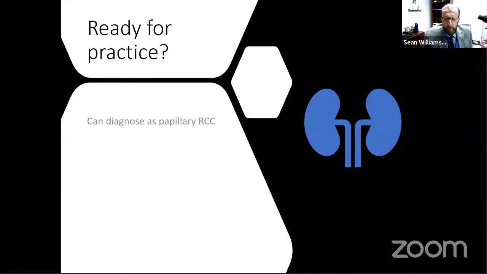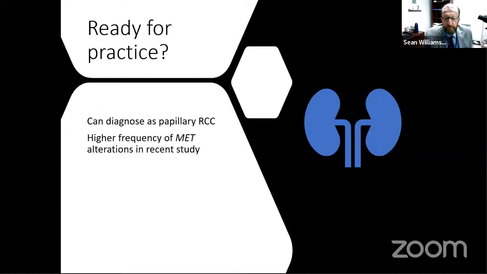So is this ready for practice? Basically, you can just diagnose it as a papillary renal cell carcinoma. I don't think there is an urgent need to specifically describe that terminology. That might be confusing if you issue that as your primary diagnosis in a report, but it can be lumped together with papillary renal cell carcinomas.